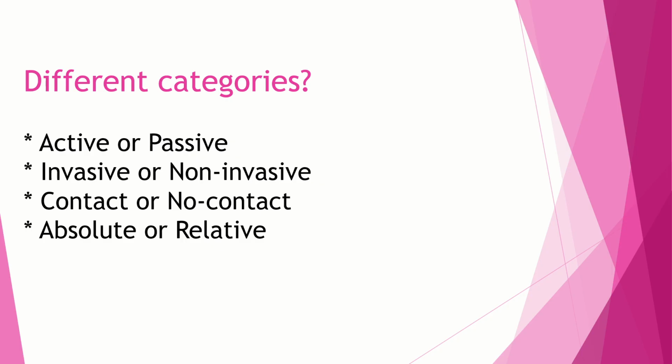Next one is invasive or non-invasive. Sensors can be categorized based on whether a sensor is part of the environment it is measuring or external to it. Next is contact or non-contact. Sensors can be categorized based on whether they require physical contact with what they are measuring or not. Absolute or relative. Sensors can be categorized based on whether they measure on an absolute scale or based on a difference with a fixed variable reference value.